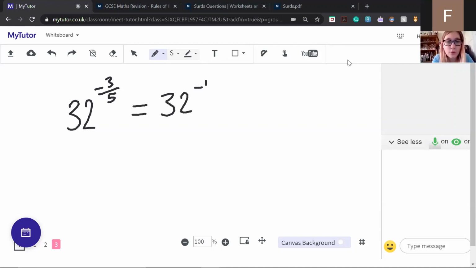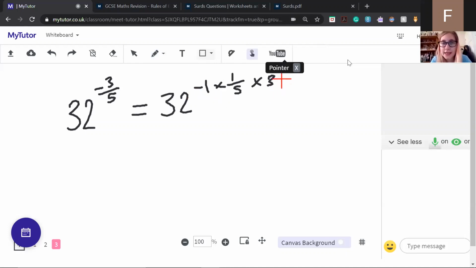So to the power of minus 1 times 3/5, but we only want that 1/5. Remember, if we have a fraction, we want a 1 on the top. So this is minus 1 times 1/5 times 3. Hopefully you can see that's how we split this up. We take the minus 1 out, we take the 3 out, because we always just want a minus 1, not a minus anything else, and we always just want a fraction with a 1 on the top.